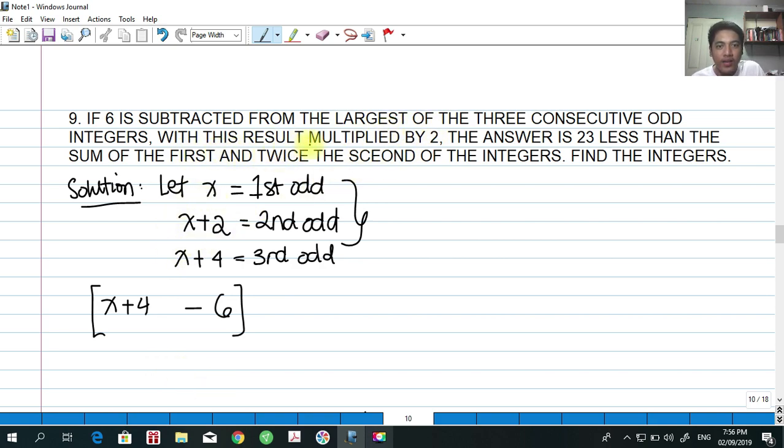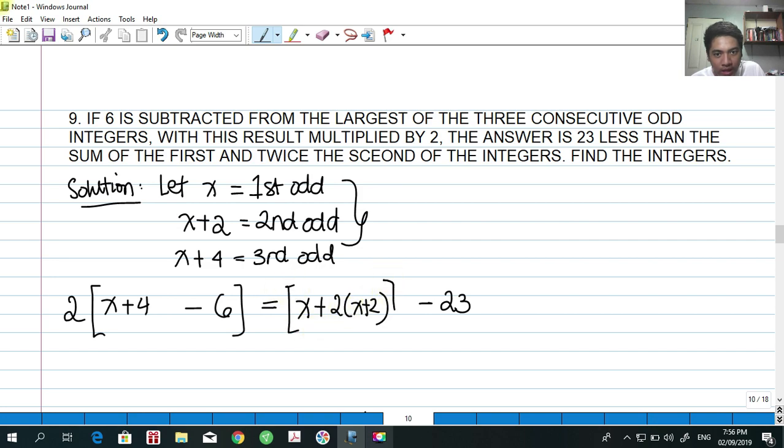That is, with this result multiplied by 2, the answer, meaning equal, is 23 less than, that is subtraction, 23 less than the sum of the first and twice the second integers, which is actually x plus 2.